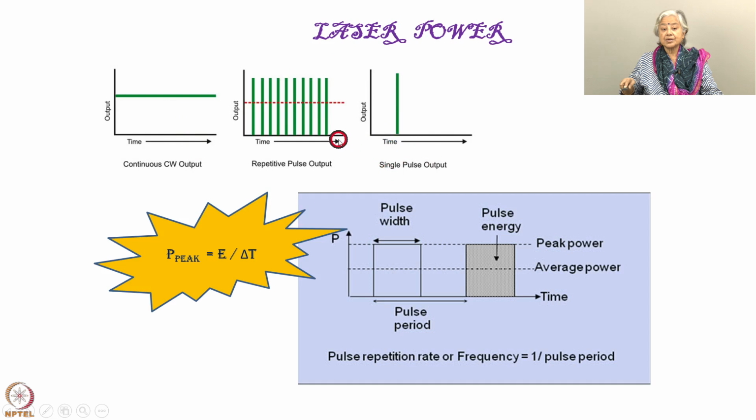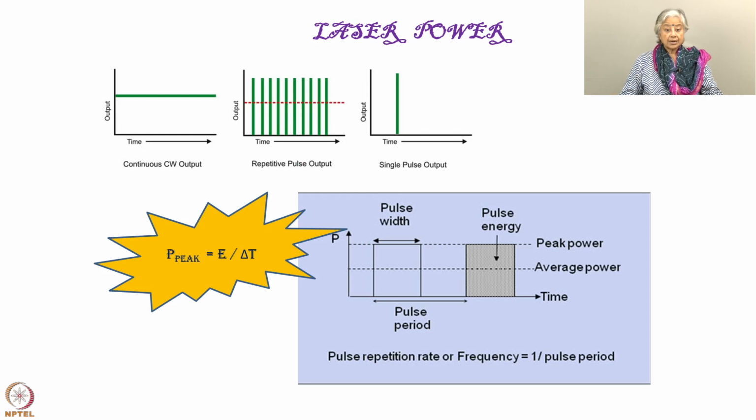Again, you can have another type of laser, which is a repetitively pulsed output. So, this is the time scale. You have one pulse, after a short time you have another pulse, after another short time you have another pulse. So, it goes on. Now, since you have this, you would look for an average power too. The average power will lie somewhere where this red dashed line is shown. So, here you have continuous wave, single pulse, and a repetitive pulsed output.